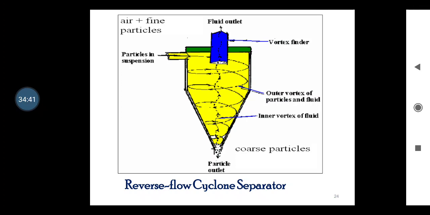But there are also some limitations. Its operating cost is quite high due to the pressure drop, it shows low efficiency for smaller particles, and it cannot be used for sticky material. So these are the limitations related to the cyclone separator.